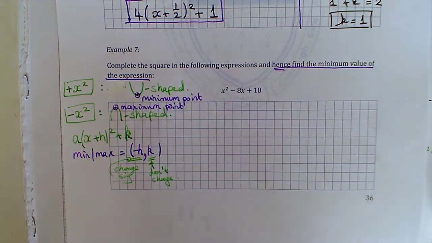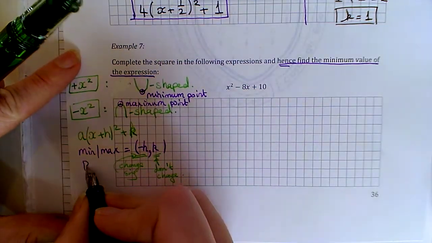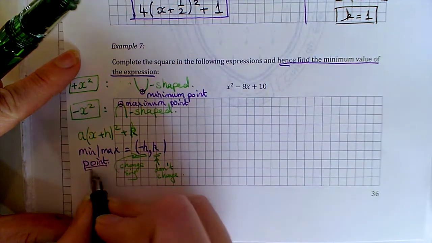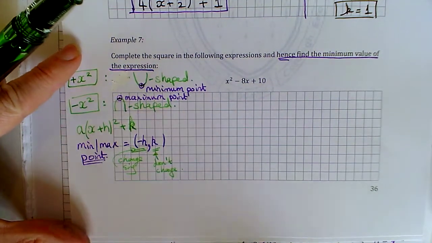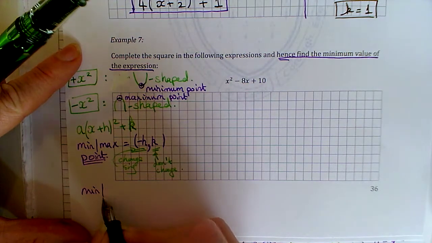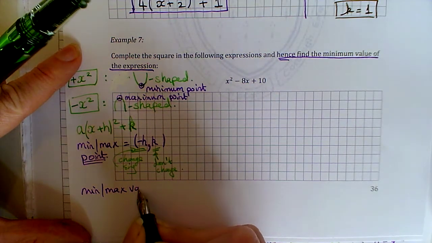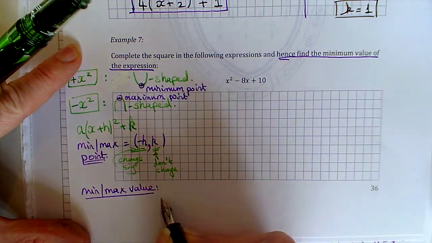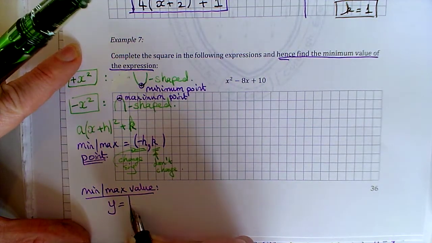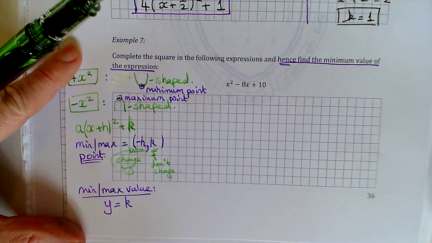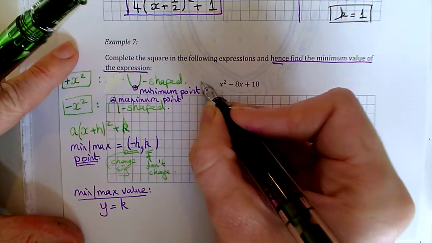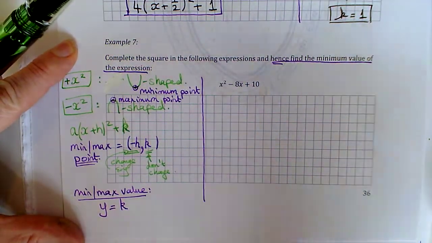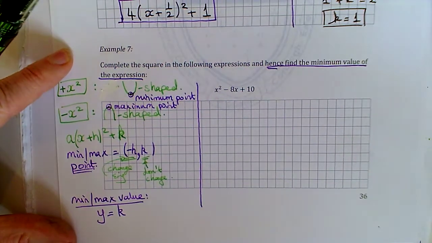There's another thing that we need to remember. This is the min or the max point. So a point is a coordinate, an x comma y coordinate, but if you're asked for the min or the max value, then it's just the k. It's the output. It's the y value. It's k. Okay? So we don't change that sign, of course. Let's look at how we calculate those things then.